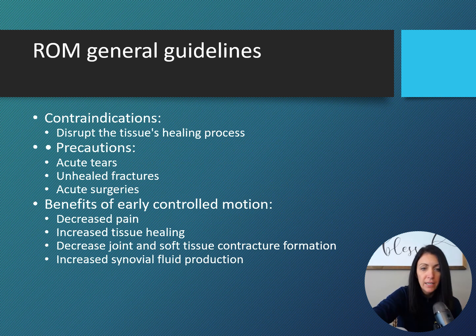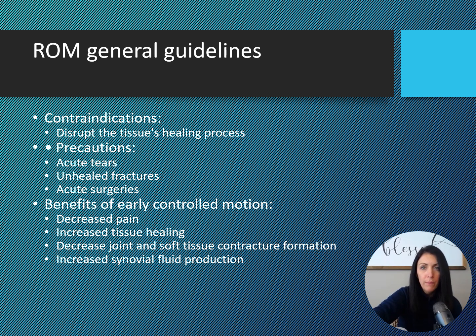So some contraindications for a range of motion. Active range is going to be very similar. You don't want to do anything to disrupt the tissue healing process. Some precautions are acute tears, unhealed fractures, acute surgeries. With this, benefits of early controlled motion: you can have decreased pain, increased tissue healing, decreased joint and soft tissue contracture formation, and increased synovial fluid production.